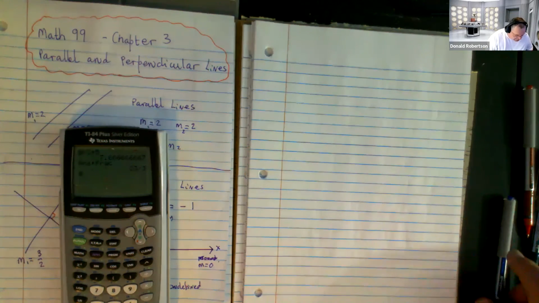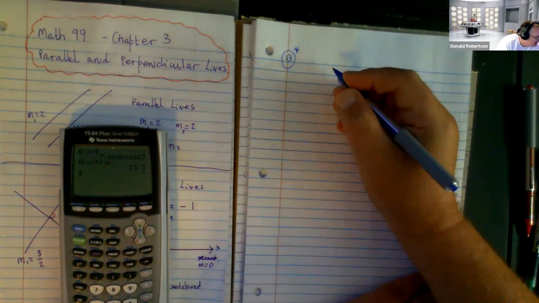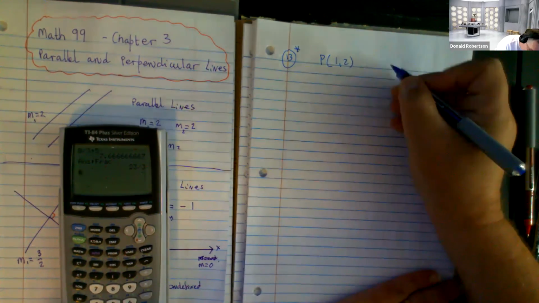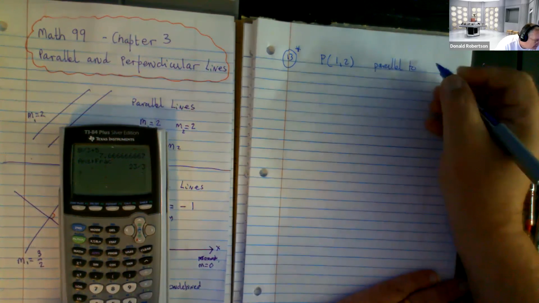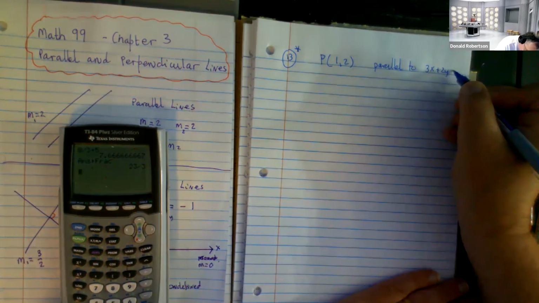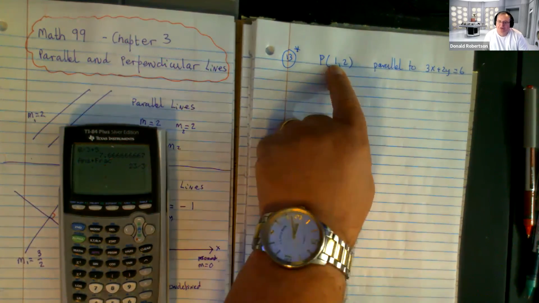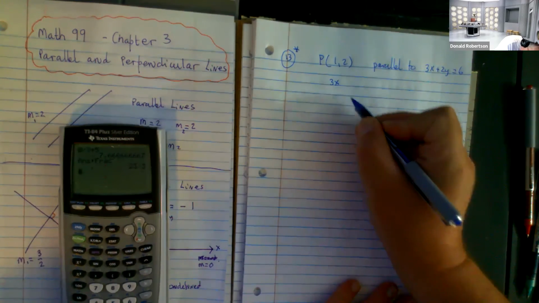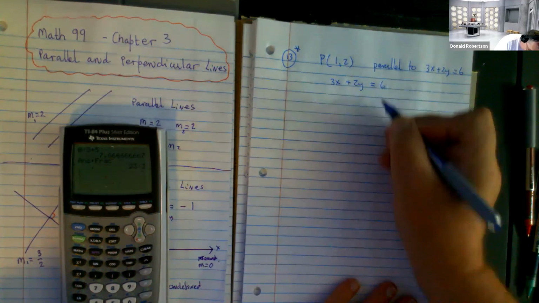So let's do a parallel version of it. So a parallel version might be a question similar to 13. We're going to have it pass through the point 1, 2, and it's going to be parallel to, and this time they're making things a little bit harder, it's going to be parallel to that line, and it's going to be passing through that. Well, let's work on finding the slope of this line, because my line is going to be parallel to it, so its slope is going to be the same.